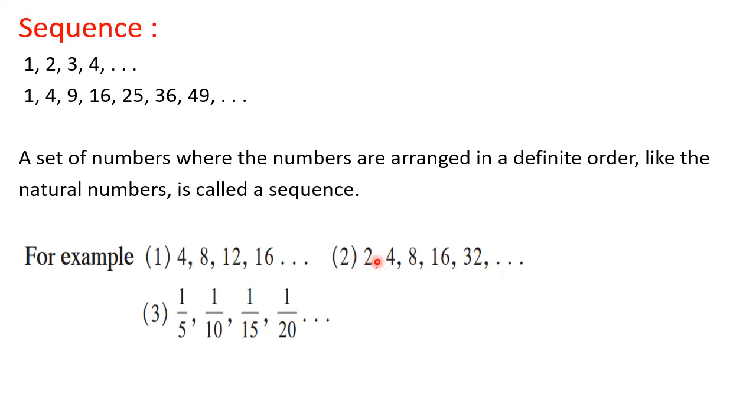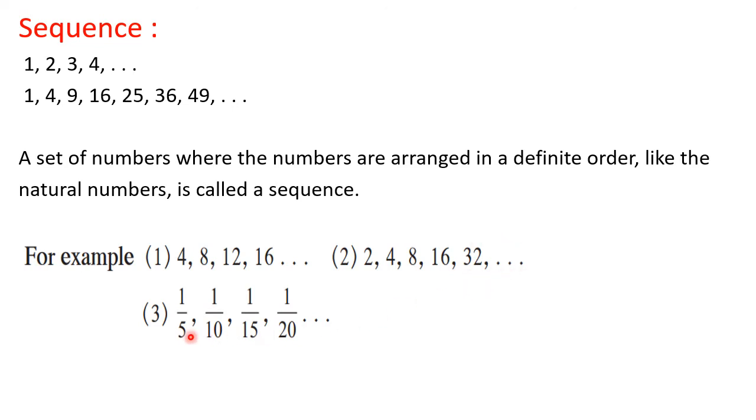We can say that 4 is double of 2, means 2 twos are 4, 4 twos are 8, 8 twos are 16, 16 twos are 32. That means in this particular sequence we get the next term by multiplying the previous term by 2, or you can say that if we double the previous term we get the next term. So this way we can find the rule. That means the numbers are arranged in definite order. The next term can be immediately found out: 32 twos are 64. So the next term here is 64.